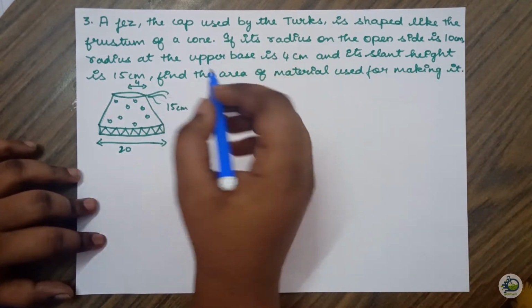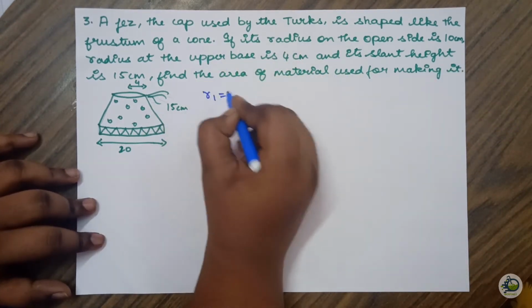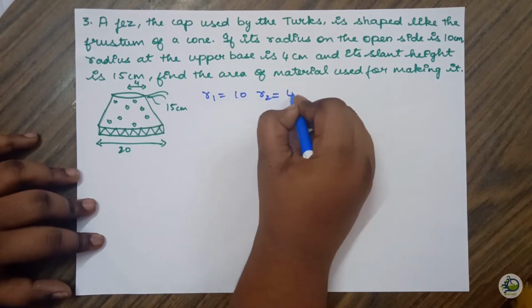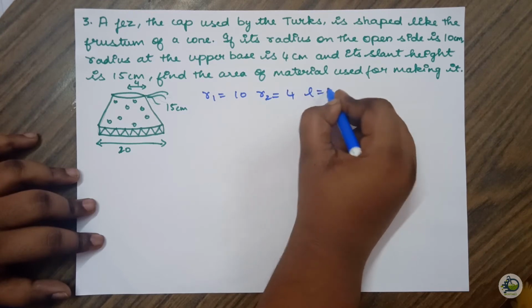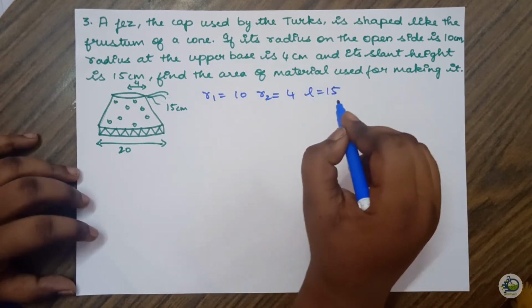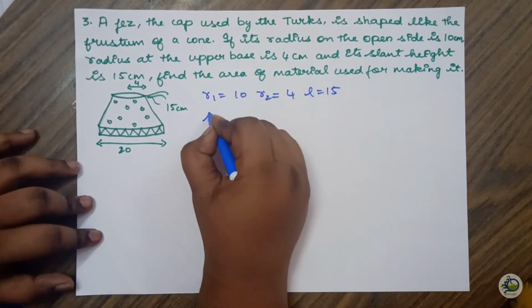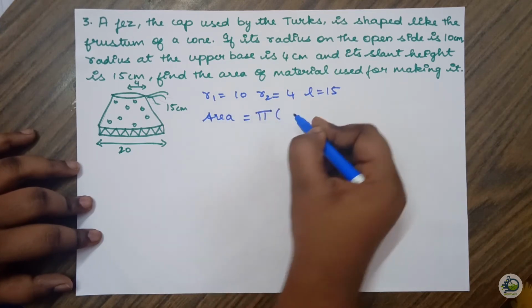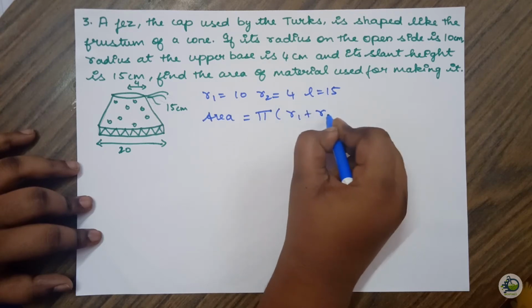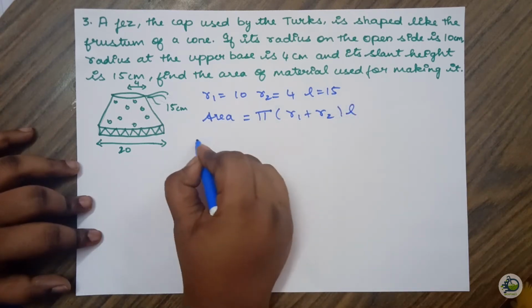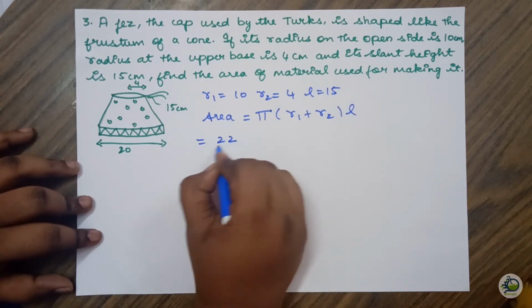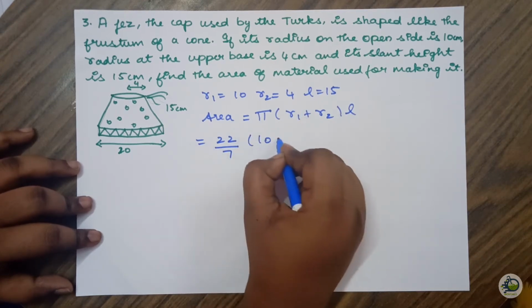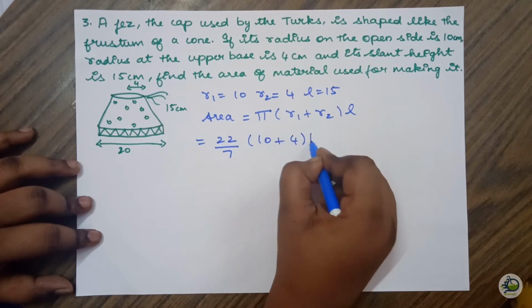So we are given the radius R1 as 10, R2 as 4 and the slant height L as 15. Now what they are asking is the area. The formula to find the area is pi into (R1 plus R2) into L. So instead of pi we can substitute 22 by 7, and R1 is 10 plus R2 is 4, into 15.